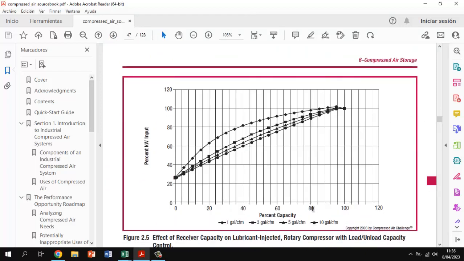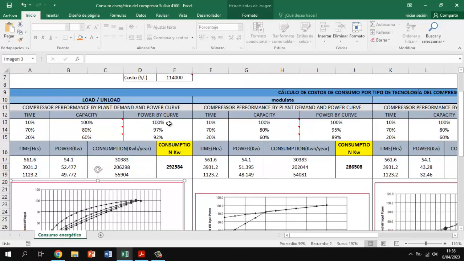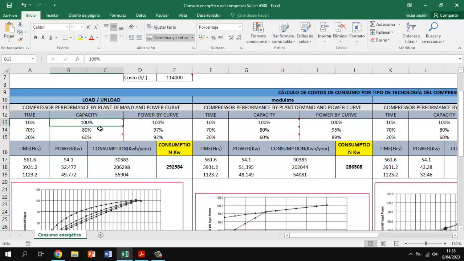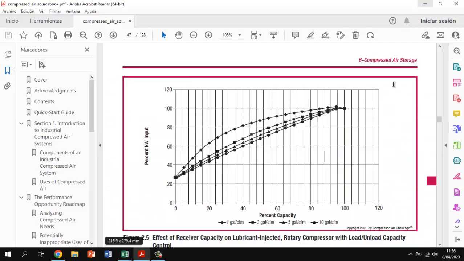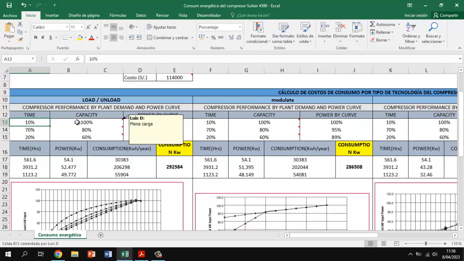Here. What does it mean? We have 100 percentage capacity and time. Capacity 100, 80, 70, 60. So for 100, you just trace a vertical line and a horizontal line. So it means the percentage input is 100%. So what does it mean? For just 10% of the time you are using 100 percentage of the capacity of your compressor.